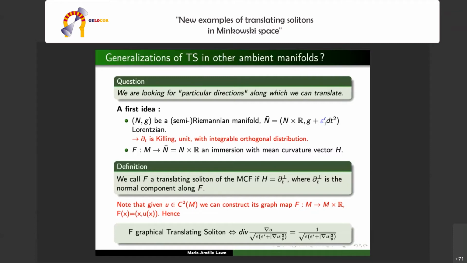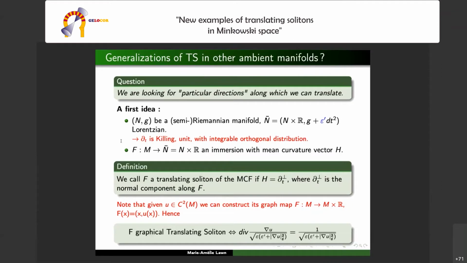So here, epsilon prime means that we could have either minus or plus 1, right? In general, we can consider any semi-Riemannian manifold, but of course, if we want a Lorentzian manifold, we have either a Riemannian metric G, and then epsilon prime has to be a minus, or we can have a Lorentzian metric G, and then epsilon prime is going to be 1. In this case of a product, we just looked at dt, which is a nice vector. It's a particular vector in this product. It's Killing, it's unique, and it has an integrable orthogonal distribution.